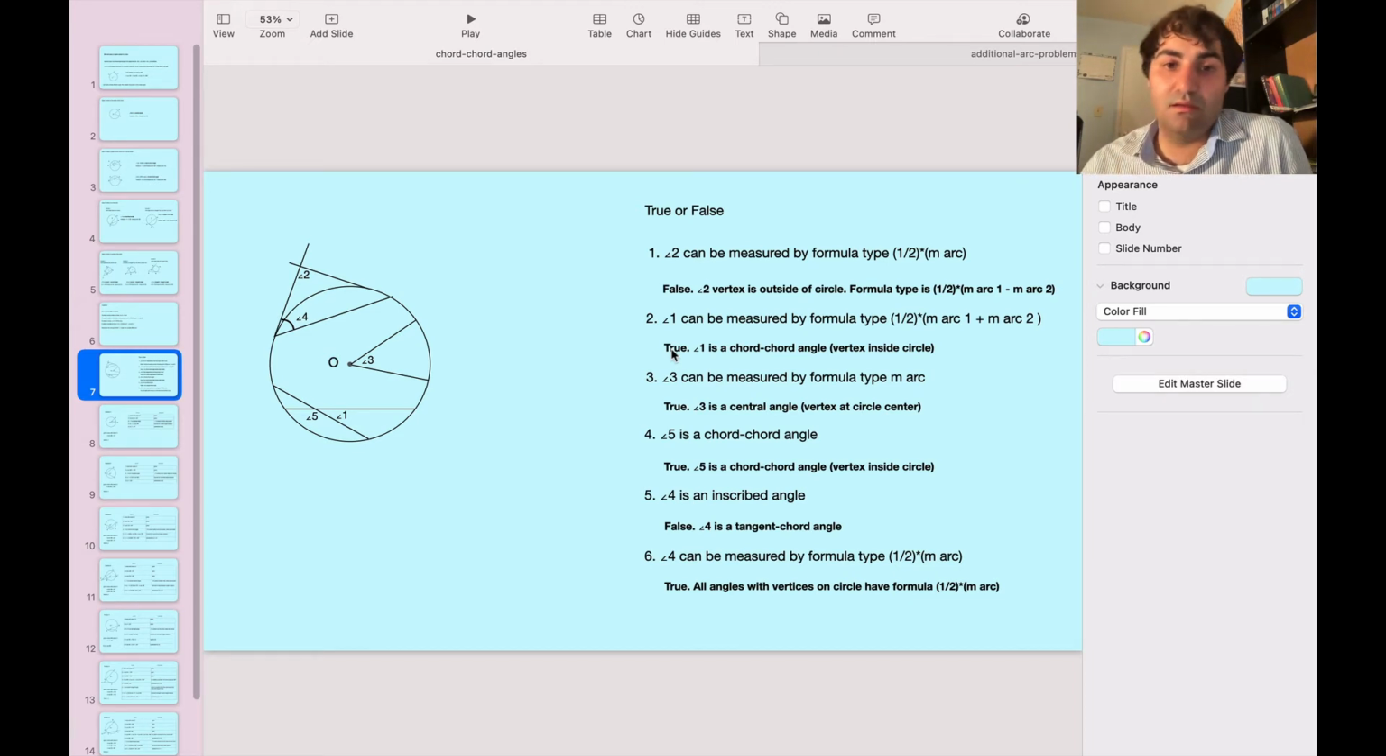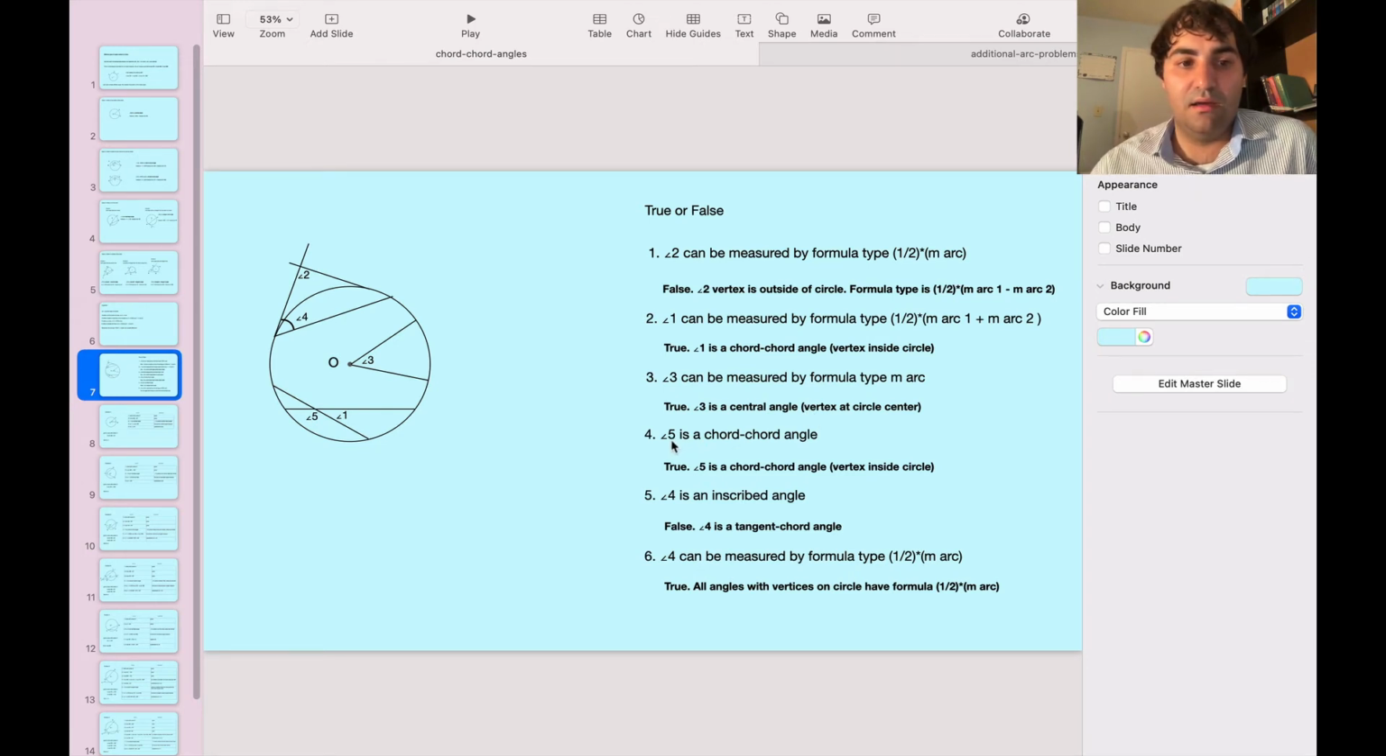Okay, so angle 3 can be measured by a formula: measure of arc. So angle 3 is a central angle, right? And it's true that it could be measured this way, because we've seen that the measure of a central angle is equal to the measure of the arc, right?